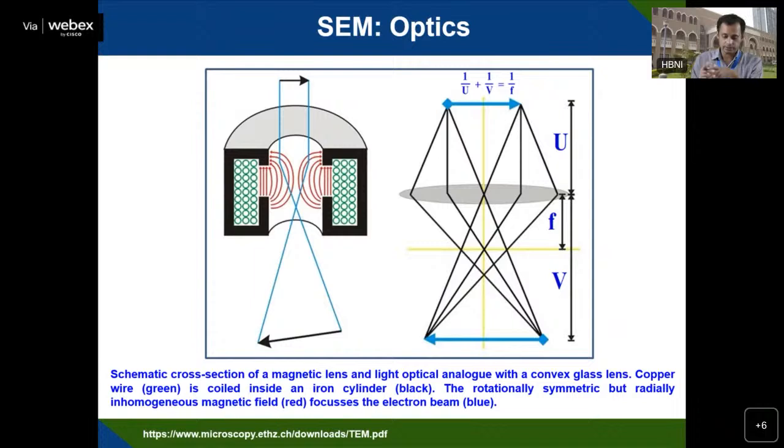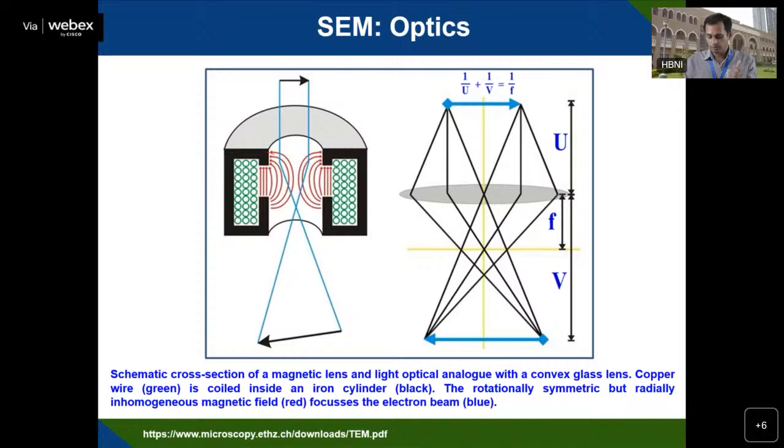If you look at the SEM optics, like a normal conventional lens, 1 by U plus 1 by V equal to 1 by F. Similarly here also there is a lens system, you can see many magnetic lenses. The glass lenses are replaced by magnetic lenses in the case of this SEM. So overall the basics, 1 by U plus 1 by V equals 1 by F, remain the same, only the lenses are replaced with magnetic lenses, and these lenses will focus the beam onto a particular area of the sample.